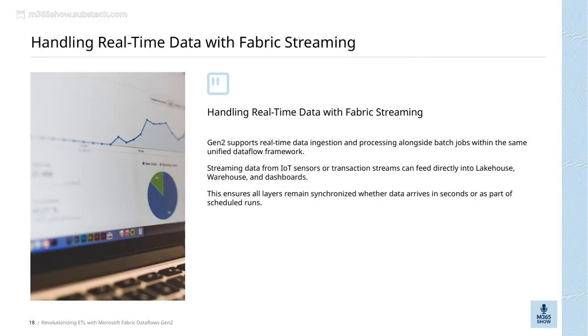Let's take a closer look at how Fabric Streaming handles real-time data. Gen 2 supports both real-time data ingestion and processing, alongside traditional batch jobs, all within the same unified data flow framework. This means we can seamlessly work with different types of data without switching tools or environments. Streaming data from sources like IoT sensors or transaction streams can be fed directly into our lakehouse, data warehouses, or dashboards. This real-time flow ensures that our analytics and insights are always up to date.